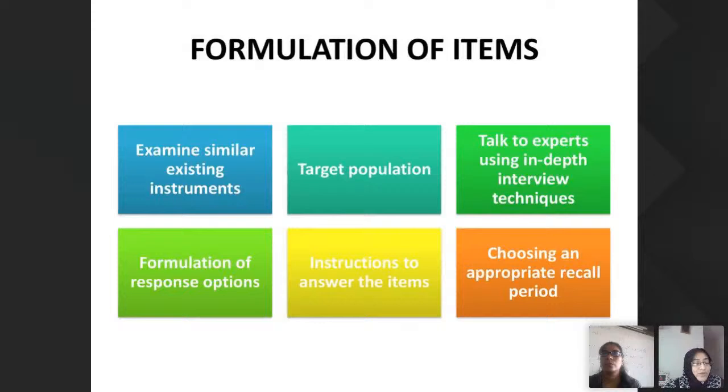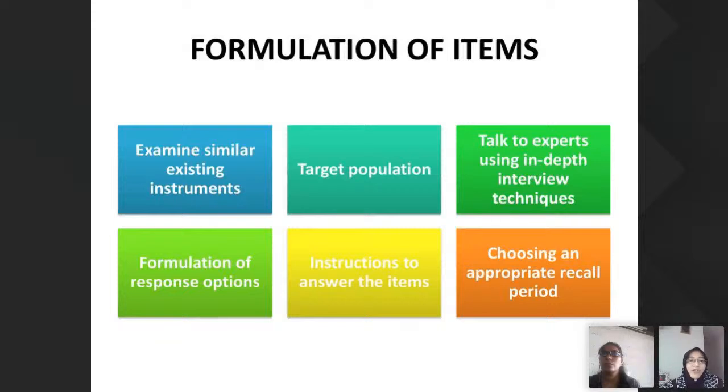And when we look into the response option, we also have to bear in mind the instruction to answer the items. Many questionnaires have been found to have the instruction to answer the items written poorly. When it was written poorly at the beginning, it will just give the respondent room to create their own idea, that whatever they put is what they feel. So the instructions on how to answer each of the items are very important.